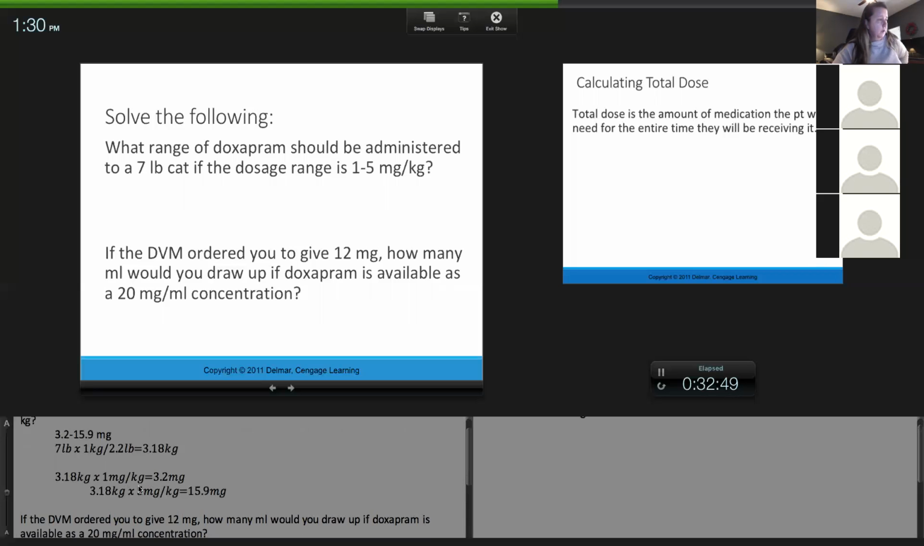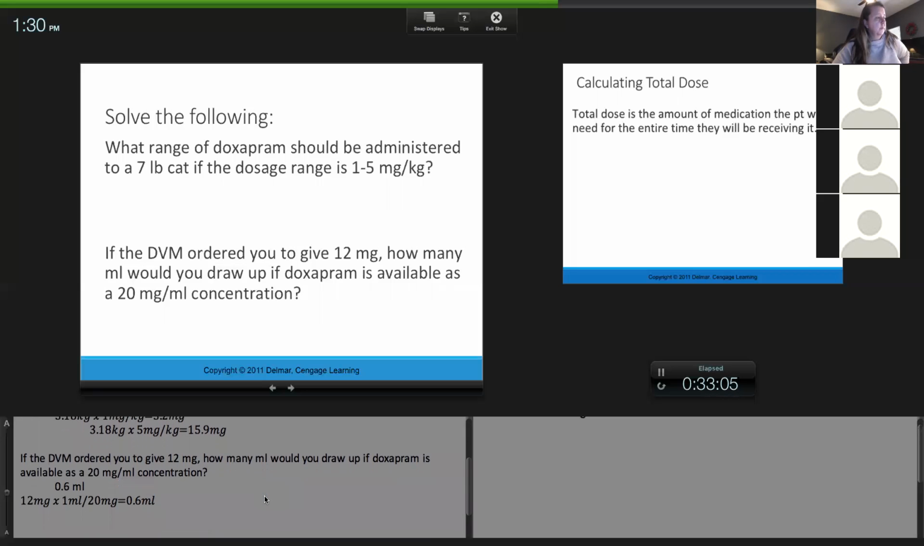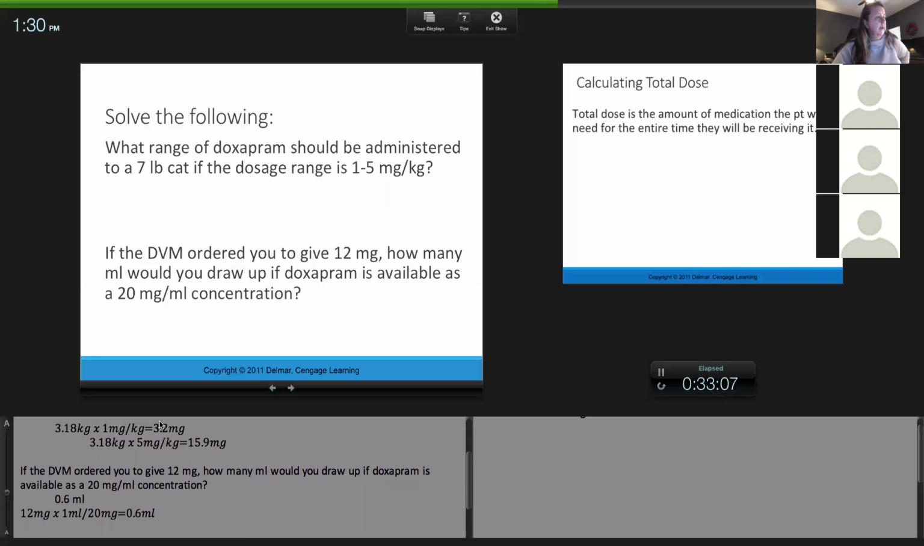They rounded to 3.2. 3.18 kilograms times 5 is 15.9. So the dose range for this cat is 3.2 milligrams to 15.9 milligrams. And it's a 20 milligram concentration. But the doctor says, okay, 3.2 to 15.9, let's give the cat 12 milligrams. So 12 divided by 20 gives me 0.6 mLs.